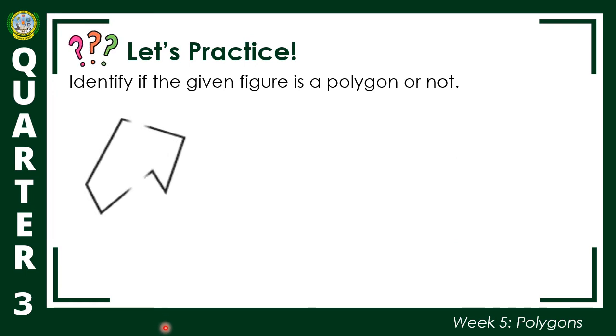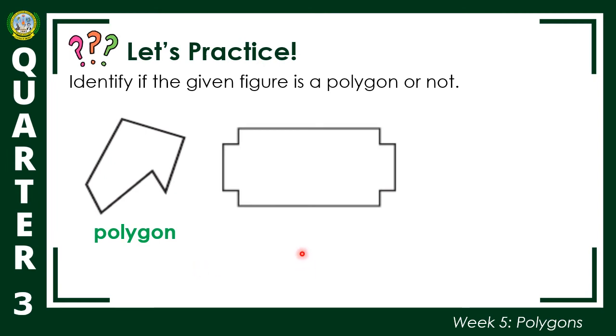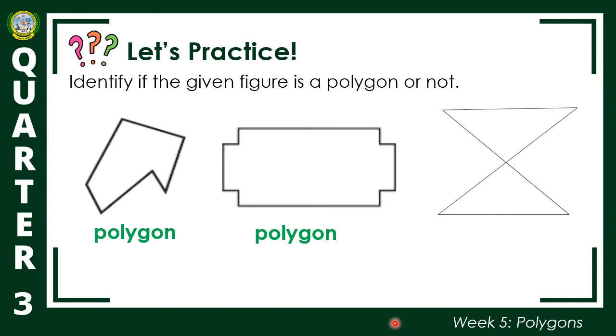So how about our fourth figure? Correct. It is a polygon since it is closed and all the segments are straight and joining at their endpoints. For our fifth figure, that's correct. It is a polygon as well. And for the last figure, correct. It is not a polygon since there are two segments crossing each other.